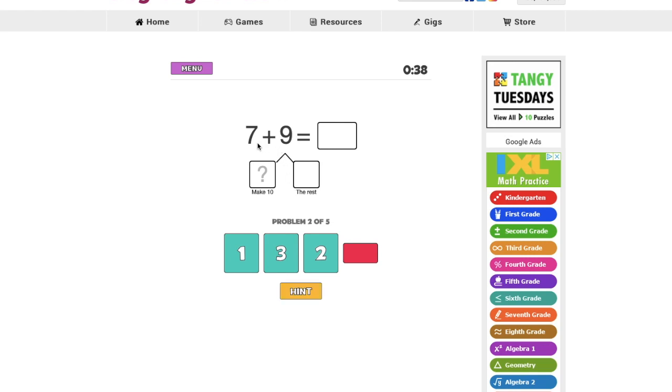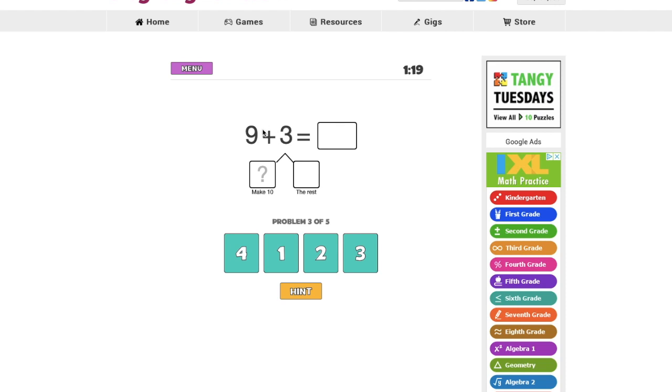Okay, so 7 plus 9. First, we want to make 10. So we know that 7 plus 3 equals 10, and the rest is 6 because we're breaking up the 9 into a 3 and a 6. Does that make sense? Because 7 plus 3 equals 10, and then 10 plus 6 is 16. So the reason why we want to make 10 is because then we take the leftovers and we can add them super easily because we know that 10 plus another number is easy and quick to figure out.